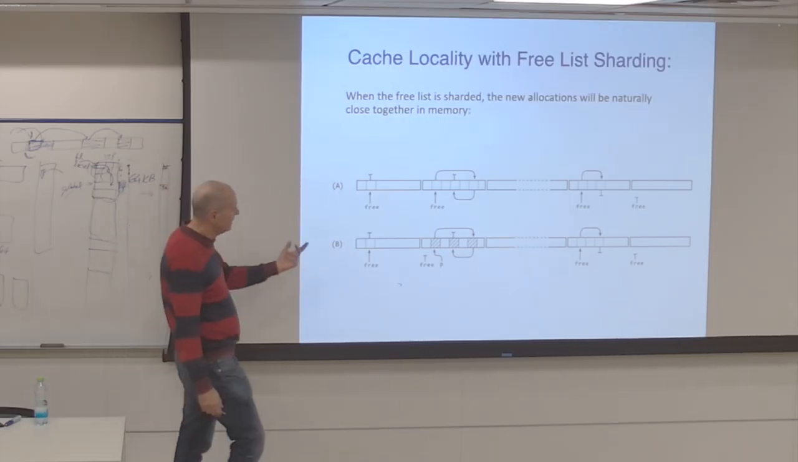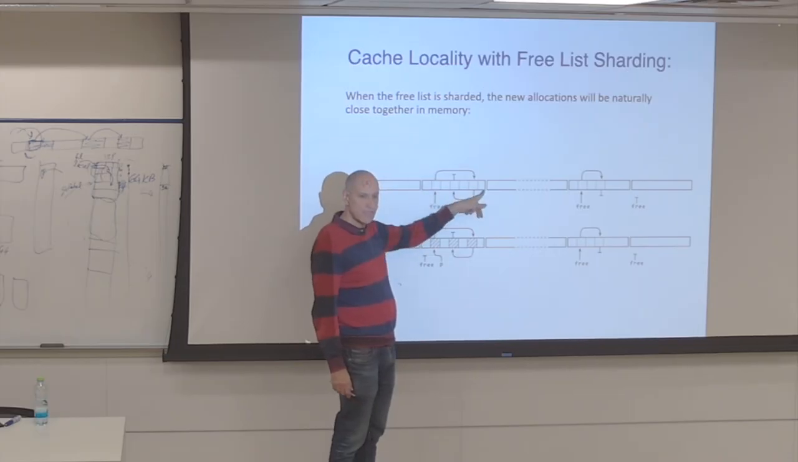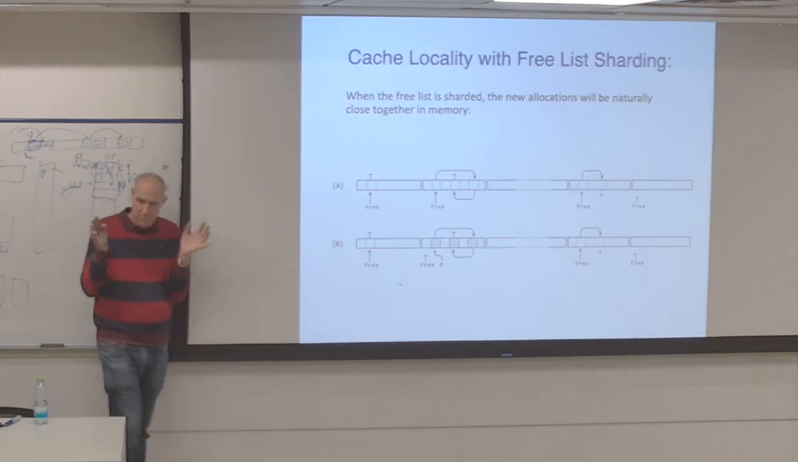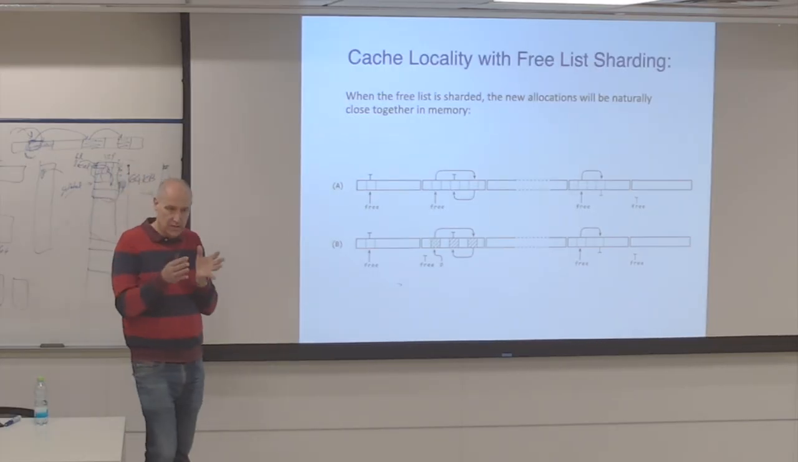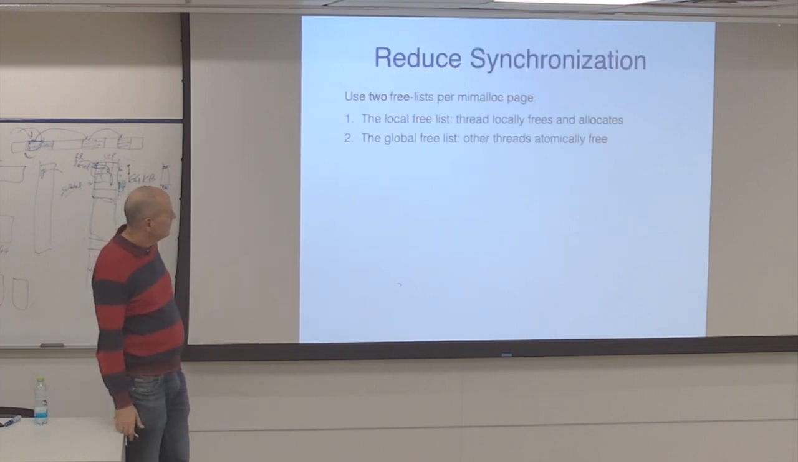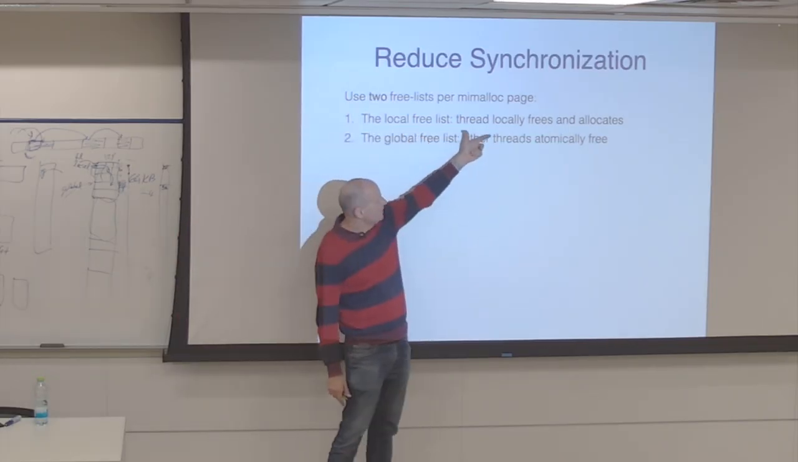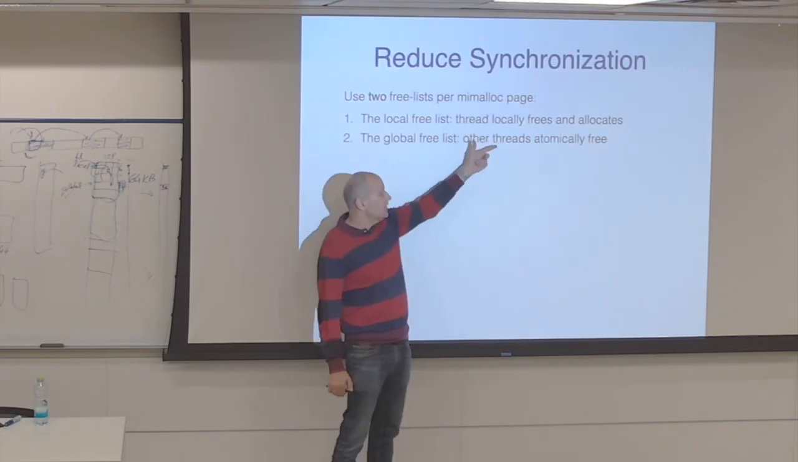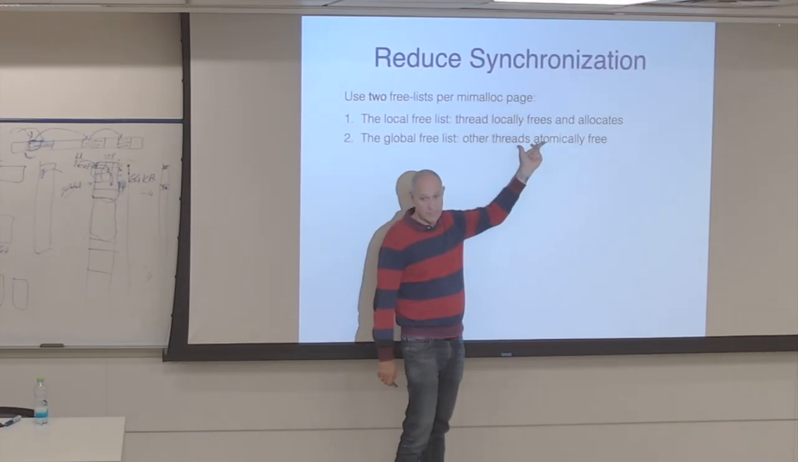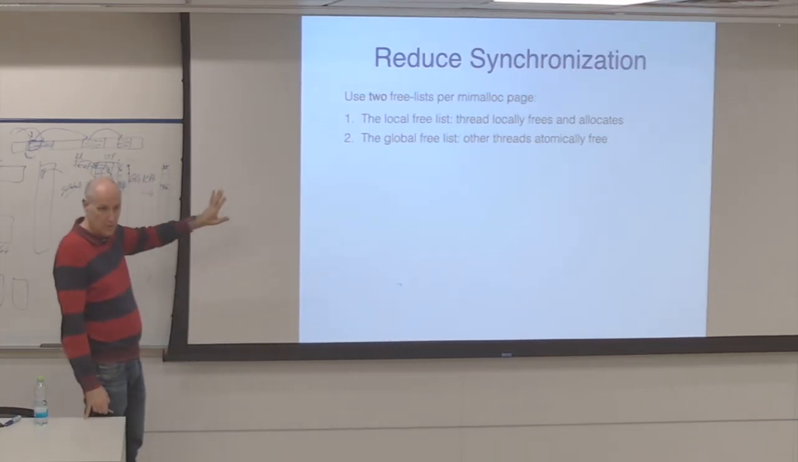And when he allocates, you'll first use all the objects in the same block and only then go to a different block. So things that you allocate are going to be near each other in the memory. To reduce synchronization, you use these two free lists: the local free list, where you locally free and locally allocate, and the global free list, where other threads can free. They don't allocate from your block, but they can free stuff that you will be able to use.